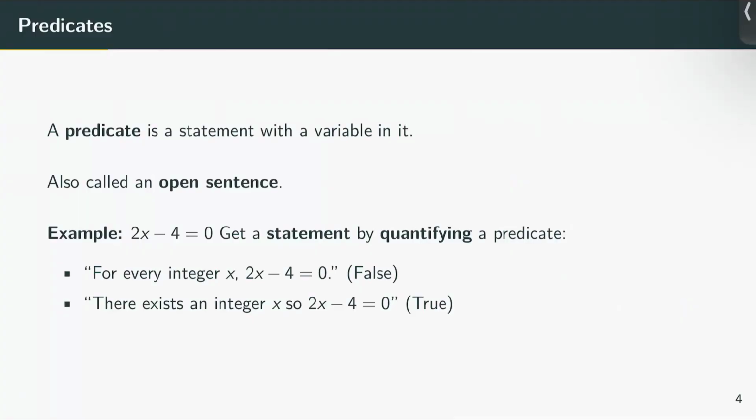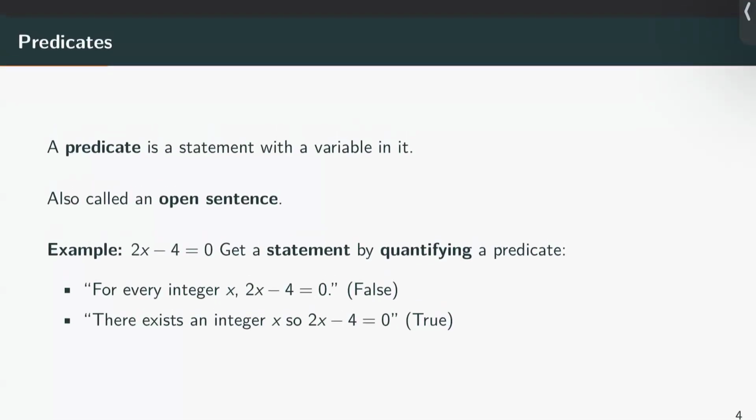Now the classic thing we're going to do is turn a predicate into a statement by sticking on a quantifier. So some examples are, for every integer x, 2x minus 4 equals 0. That happens to be a false statement, and that's using the quantifier for all. I'm going to remind you that for every and for all are often denoted with this upside down A symbol. Then my second example here is there exists an integer x so that 2x minus 4 equals 0. That happens to be true. There exists an integer that does the job, and that integer happens to be 2, but the existence of it is correct. And there exists is often denoted with this backwards E symbol.